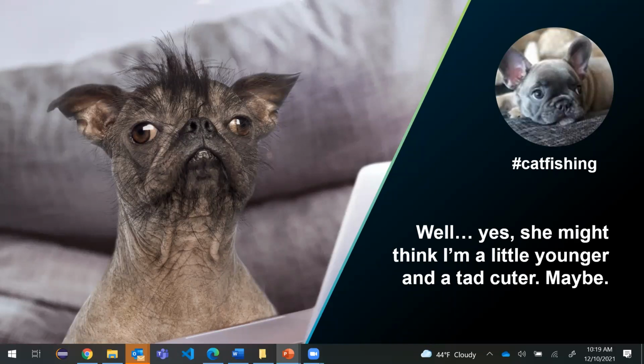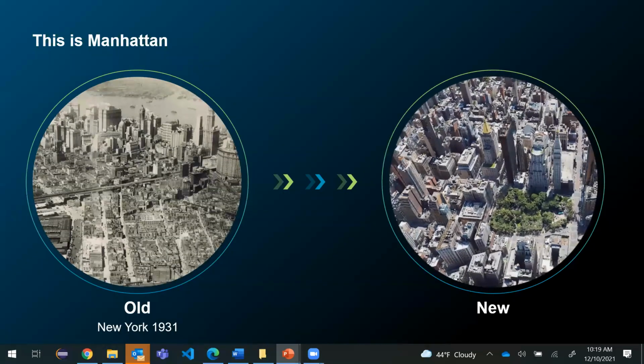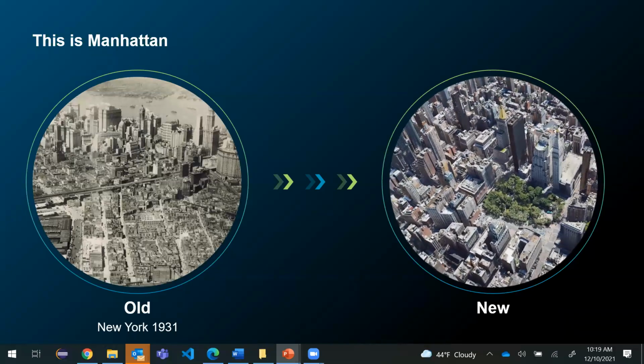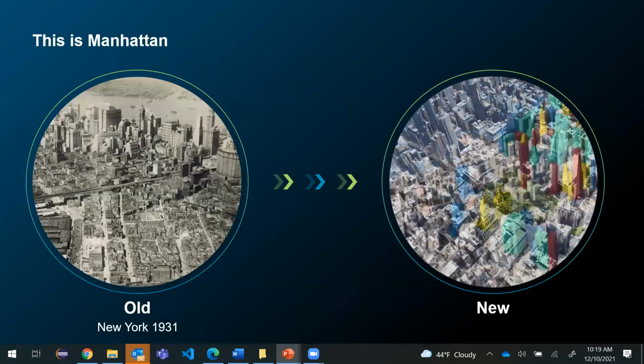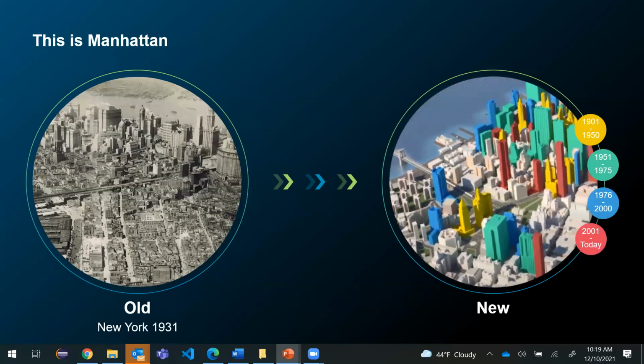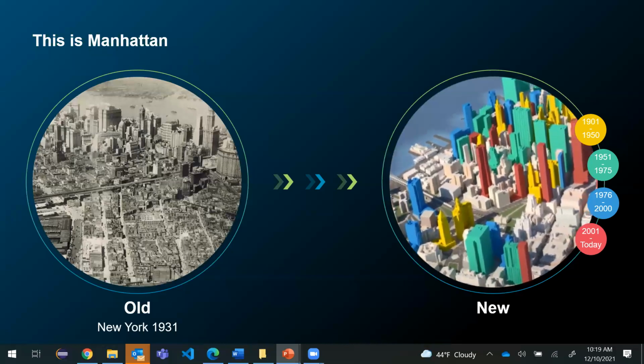Okay, so why did I talk about catfish? This is Manhattan in 1931, and this is Manhattan today. This is a picture, and this is digital. This is an image that can be continuously updated.